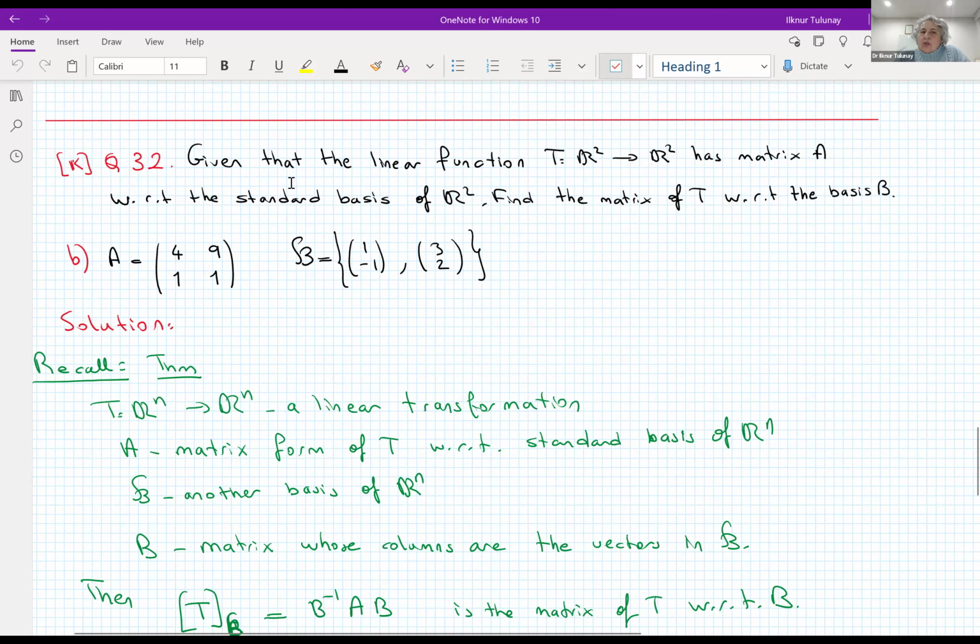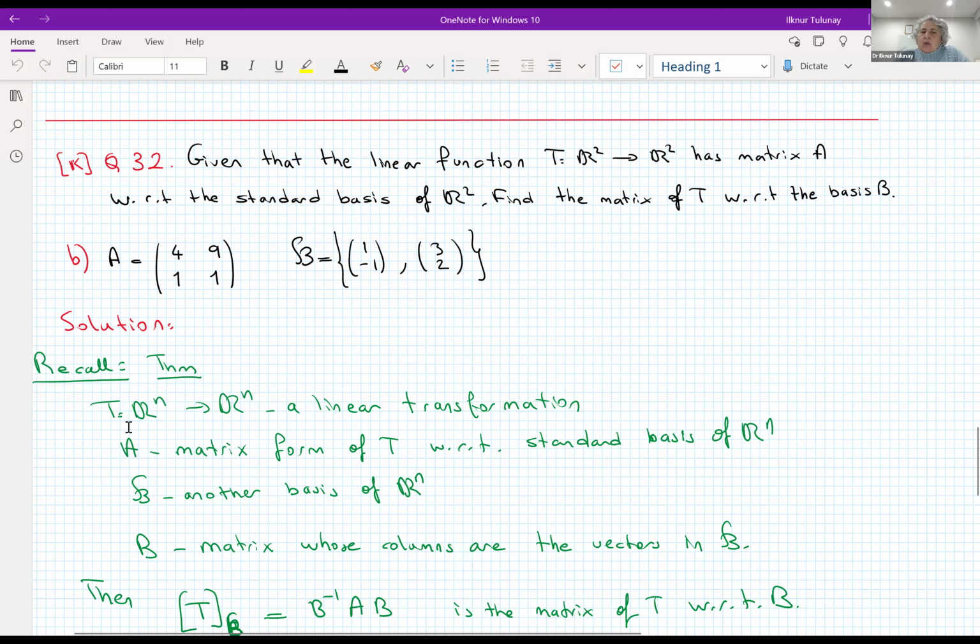Now, in these questions, we have a linear function T from R2 to R2, and given the matrix A. This is the matrix representation for T with respect to the standard basis in R2. We would like to find the matrix of T with respect to the basis B, which is another basis of R2.